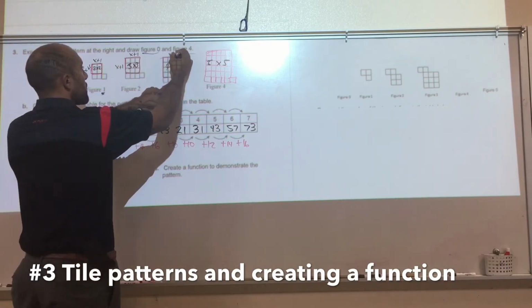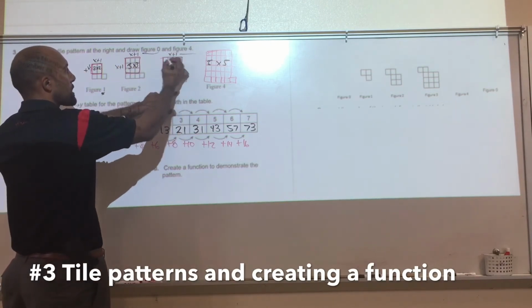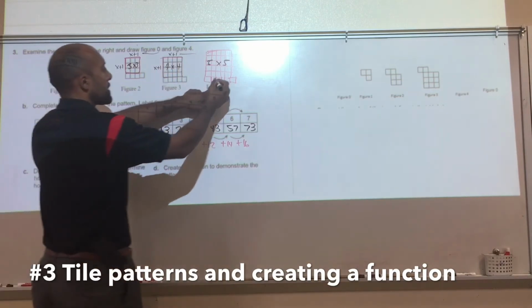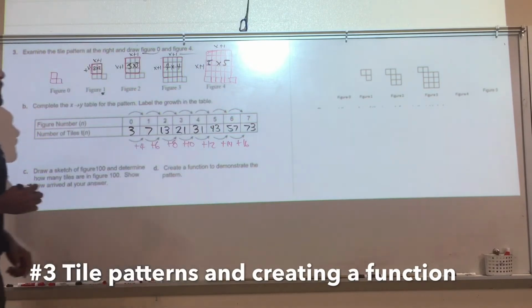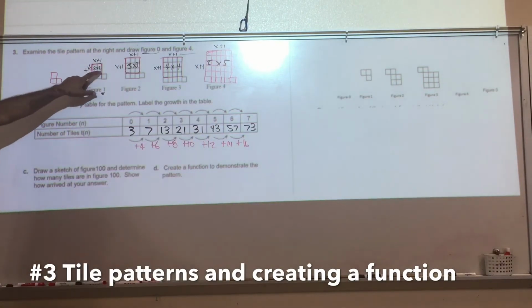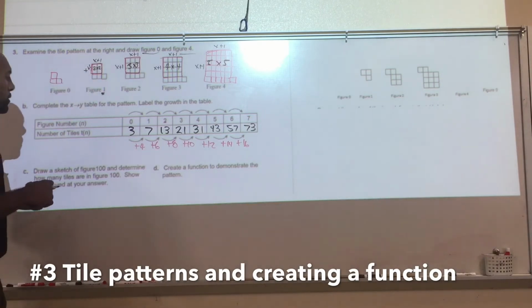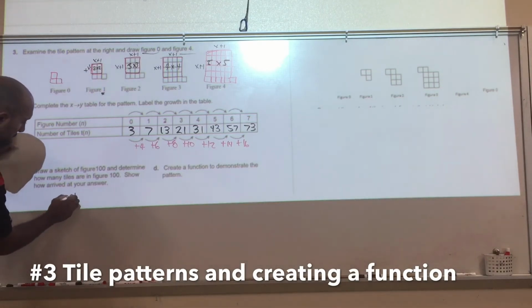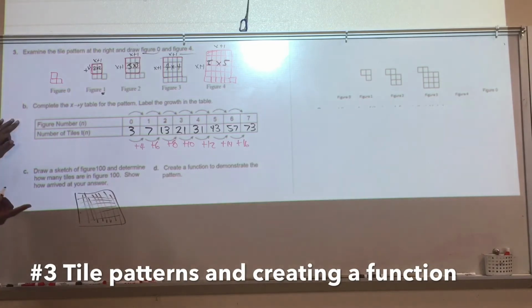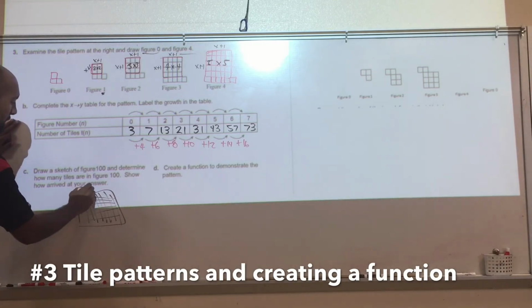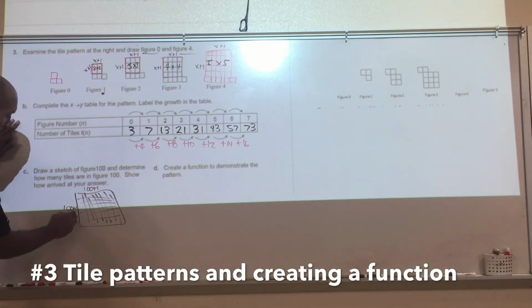And then the same thing, it follows the same pattern. 3 plus 1, so x plus 1. And the same thing here, 4 plus 1, and so x plus 1. So that helps us figure out what it is here, right? All right, so then for figure 100, I have this huge square here, a bunch of squares going this way. I know that for figure 100, this is going to be 100 plus 1 and 100 plus 1. So that means it'll be 101 here and 101 here, right?